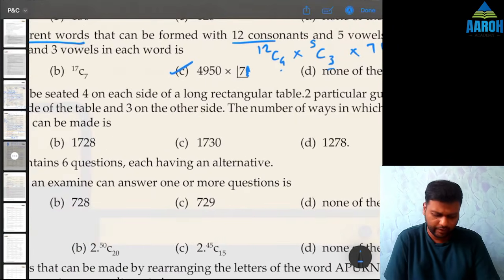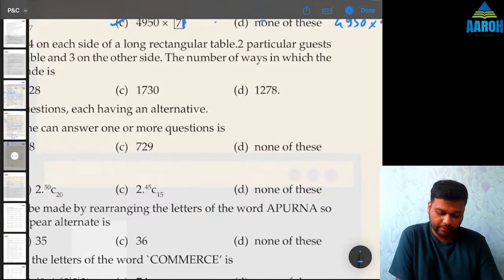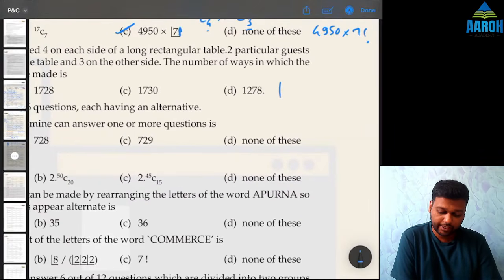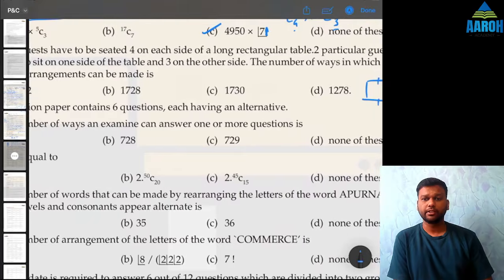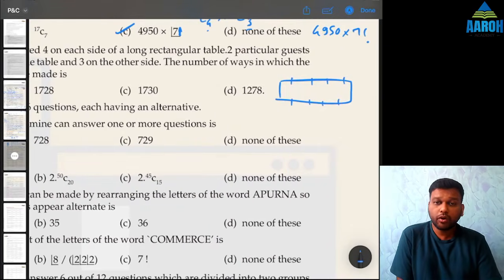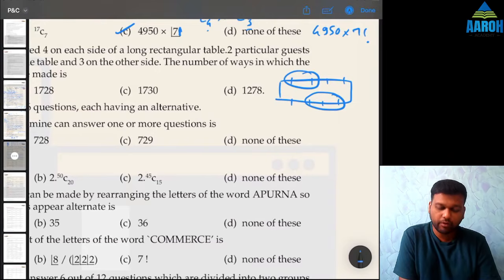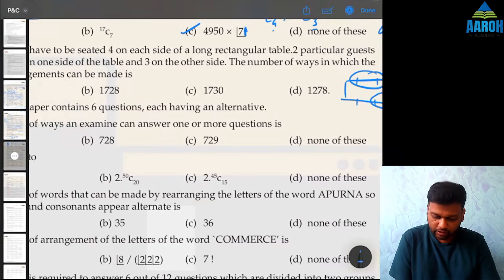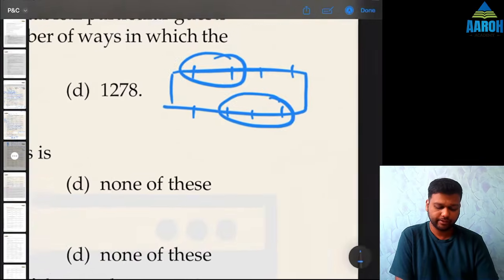Okay, fine. Next. 8 guests have to be seated, 4 on each side of a long rectangular table. Okay, so there's a rectangular table and we have to seat 4 on each side. 2 particular guests desire to sit on one side of the table and 3 on the other side. So that means 2 of the people want to sit on one side, not together but on one side, and 3 of the people want to sit on some other side. The number of ways in which the seating arrangements can be made is, okay.